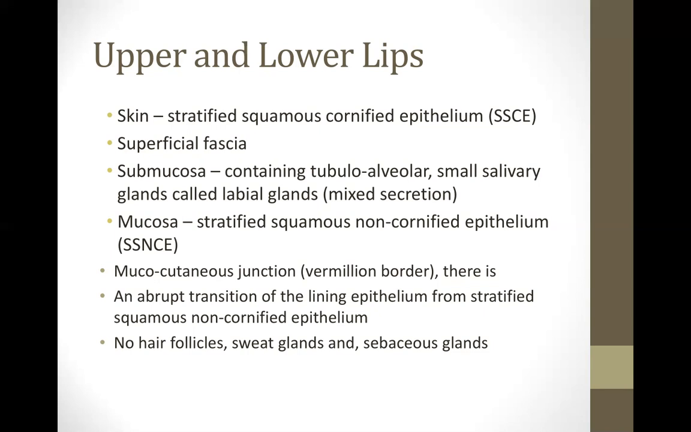As I've mentioned, the mucosa, which starts with the lining epithelium, is stratified squamous non-cornified epithelium. Doc, ba't ganun? Pag sa skin, sa labas, it's cornified, pero pag sa mucosa na, sa loob ng lips, it starts to become non-cornified. Take note of that. Sa labas would be cornified. The mucosa is non-cornified sa loob.